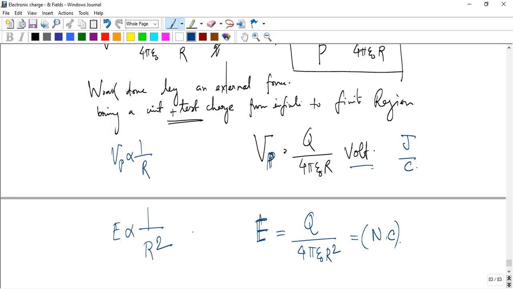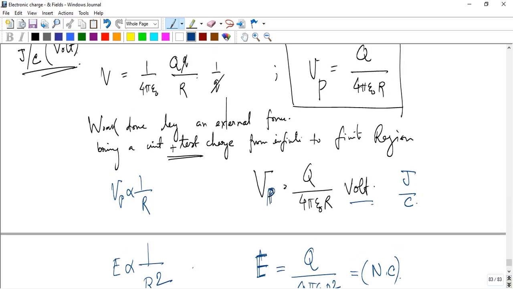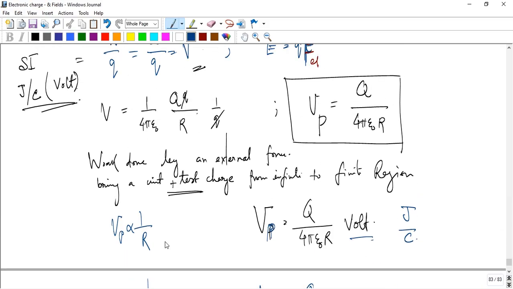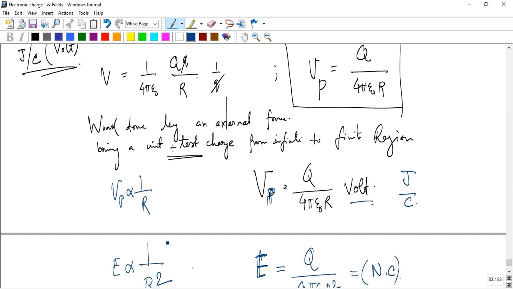Next class we will discuss more about these two differences, what is the electric potential and what is the electric field, and what is the difference between them, along with some graphs. So if one charge produces an electric field, then there is some potential. That potential is the electrostatic potential or electric potential, and it is a scalar quantity.